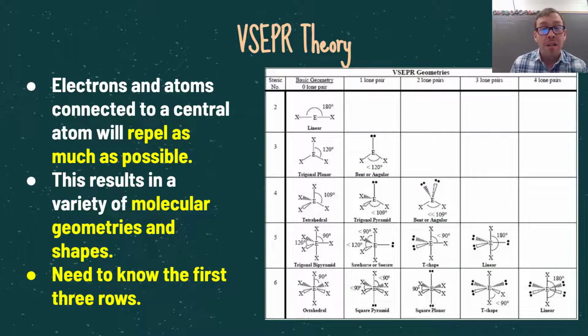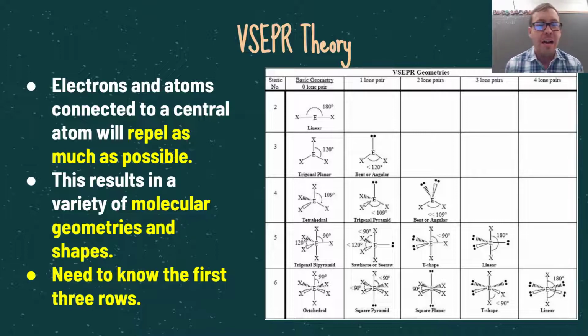So let's move on and talk a little bit about VSEPR theory, which stands for valence shell electron pair repulsion. Electrons in atoms connected to a central atom are going to want to repel as much as possible. This is due to the electrons in the outer shells not wanting to interact with each other. They're going to repel each other as much as they possibly can. Now, the geometry of this is going to be dependent upon how many atoms or lone pairs are attached to an individual atom in the structure. So this results in a variety of molecular geometries and shapes.